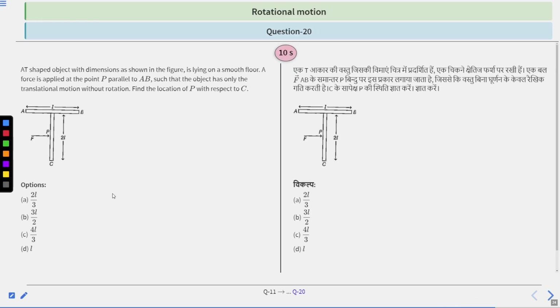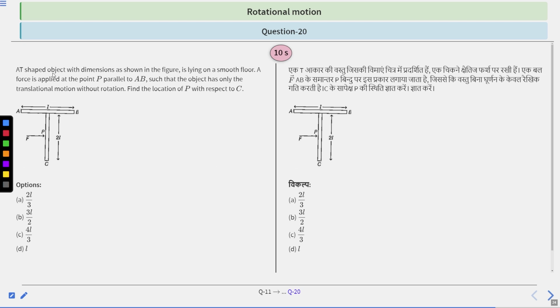Next question. Question 20 is a T-shaped object with dimensions as shown in the figure. This one is lying on the smooth floor. A force is applied at the point P parallel to AB such that the object has only translational motion without rotation. Find the location of P with respect to G. Given options, option A is 2L divided by 3, option B is 3L divided by 2, option C is 4L divided by 3 and option D is L. So which option is correct? You have 10 seconds to solve this question. After 10 seconds, we will provide the solution of this question.